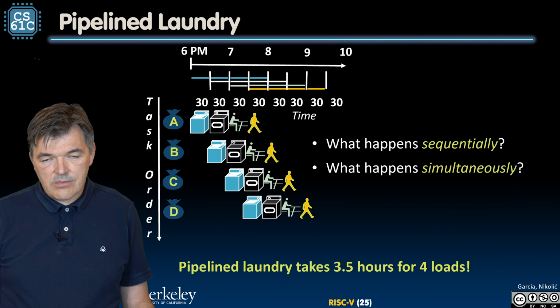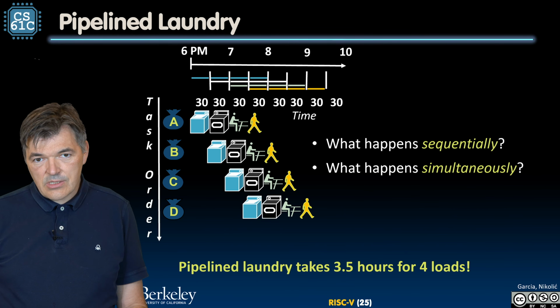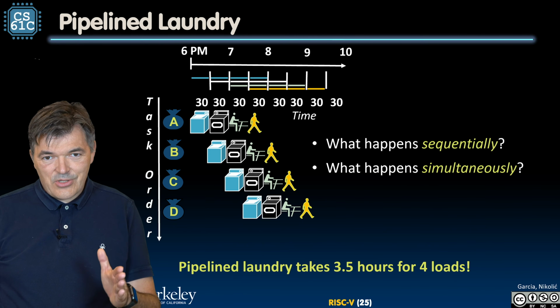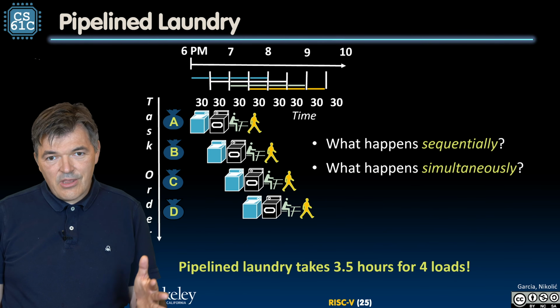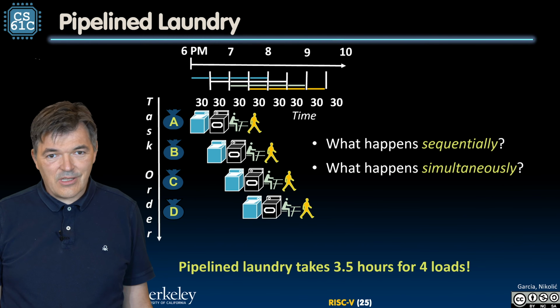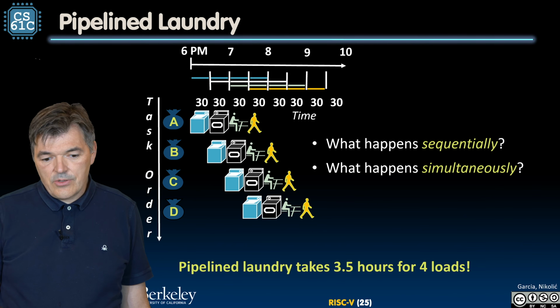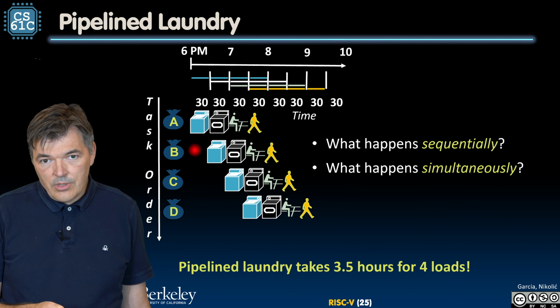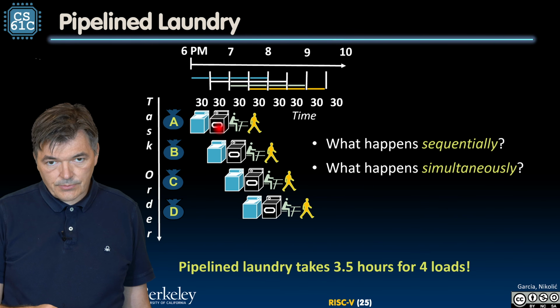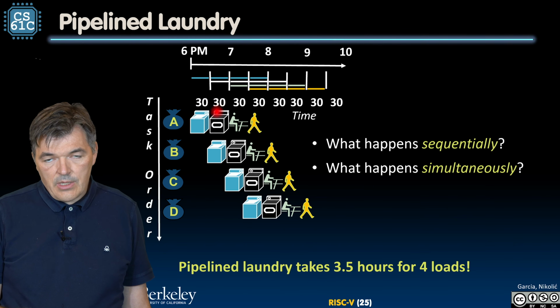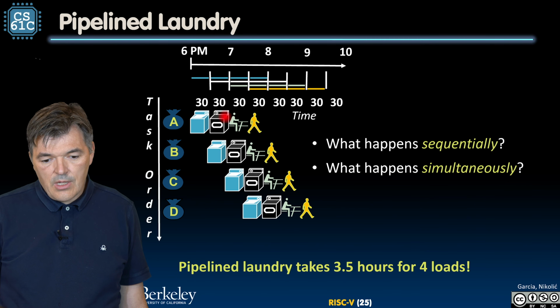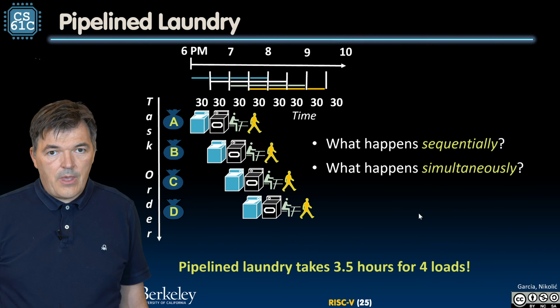It took us 3 cycles to fill up the pipeline such that we had the full utilization, and then it took us 3 cycles to drain the pipeline. So if that is not obvious, at 6 p.m. only the washer was used. At 6:30 p.m. washer and dryer were used, and so on.